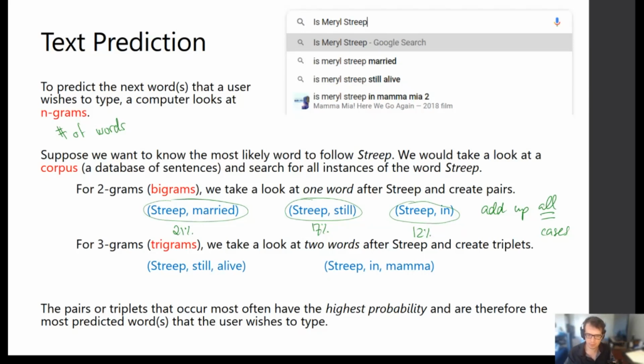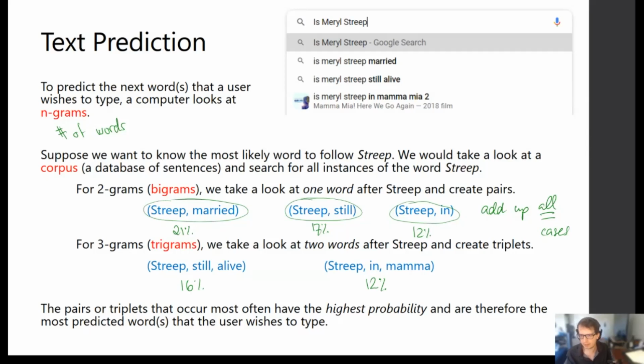So maybe people type "streep" and then "still alive." And this is like 16% of the time, and "streep" and "in" and "mama," this is like 12% of the time. And then who knows what words come after that. And then they rank all of those, and they just give you those in order.